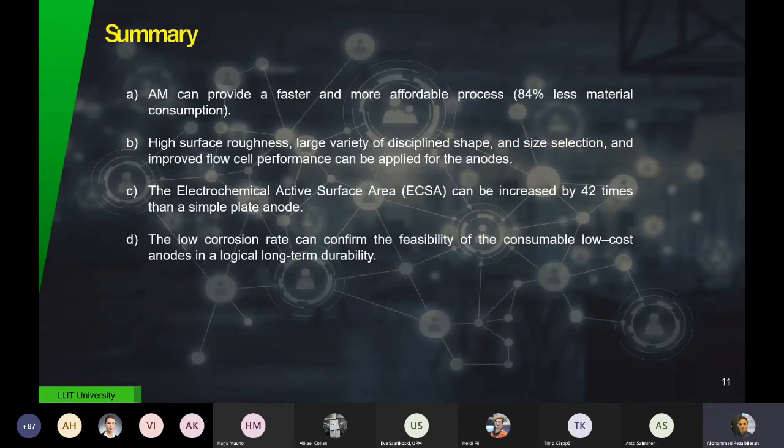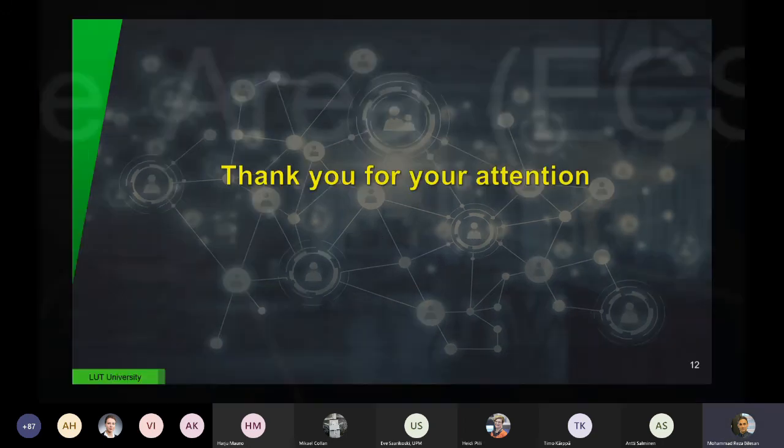In summary, additive manufacturing can provide a faster and more affordable process. I mean, 84% less material consumption, high surface roughness, a large variety of design, shape, and size selection, and improved flow cell performance can be applied for the anodes. The electrochemically active surface area can be increased by 40 times compared to a simple plate anode. The low corrosion rate can confirm the feasibility of consumable low-cost anodes with logical long-term durability. Thank you very much for your attention.